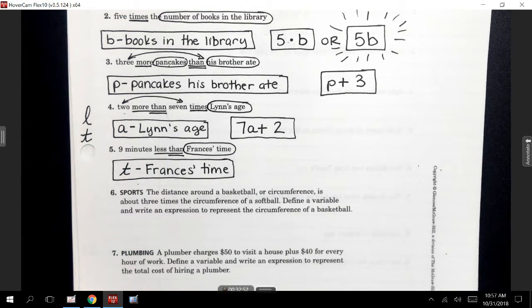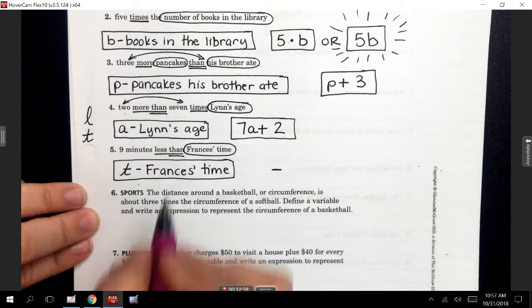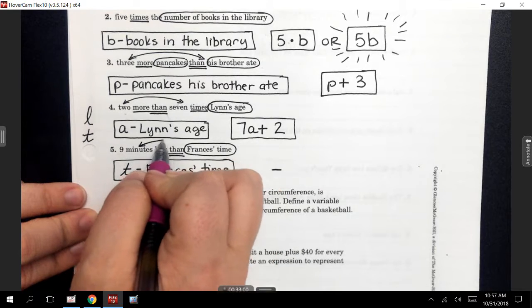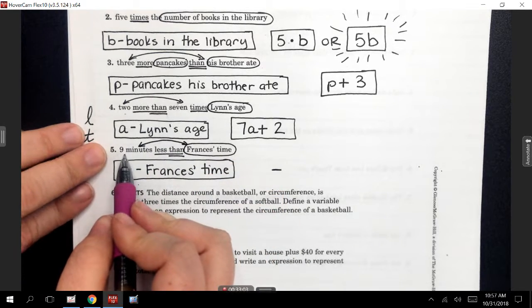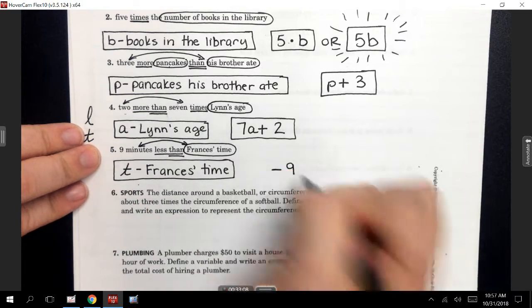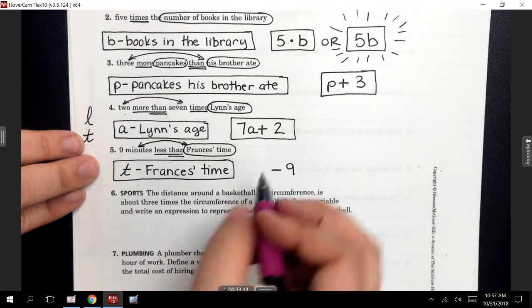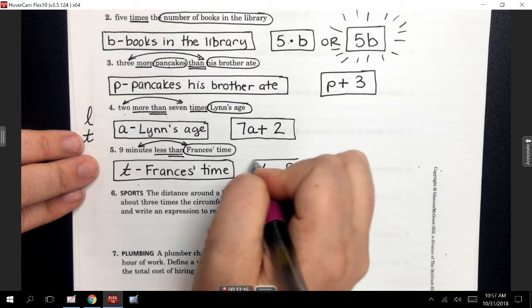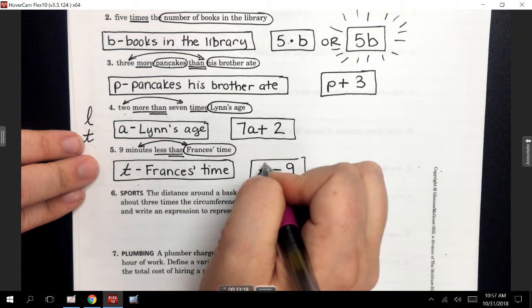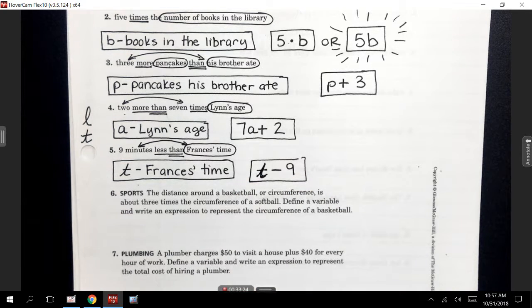All right. 9 minutes less than France's time. Less than. What operation are we talking about here, Tiva? Subtraction. And what's an important word that's there? Than, which means what's in the front goes to the back. So I'm not going to start with 9. I'm going to end with 9. So 9 goes to the back. And then I'm going to put France's time in the front. So we have T. Yeah, my T kind of got a little goofy looking there. Okay, there we go. T. That looks better. All right. Questions about number 5?